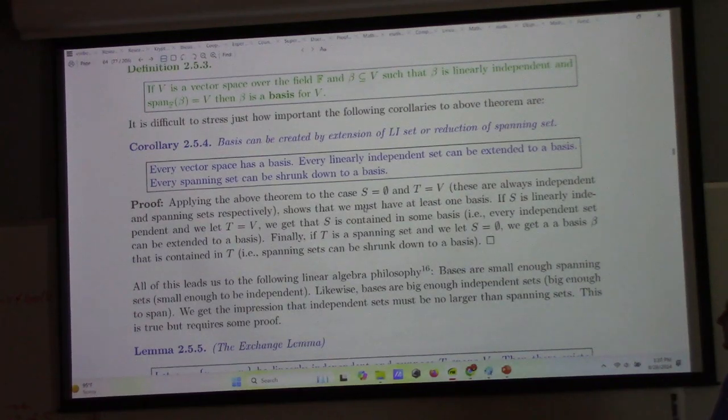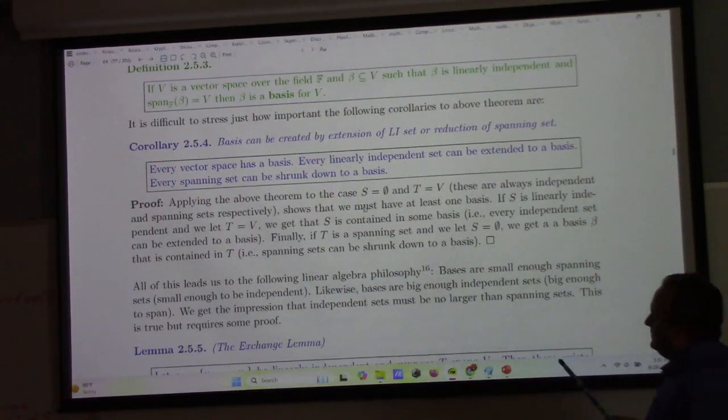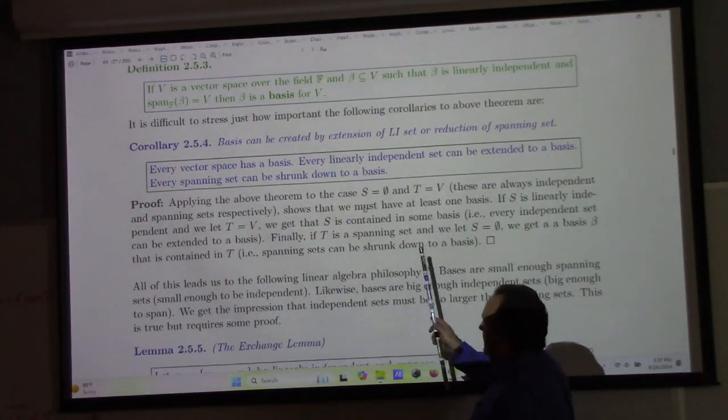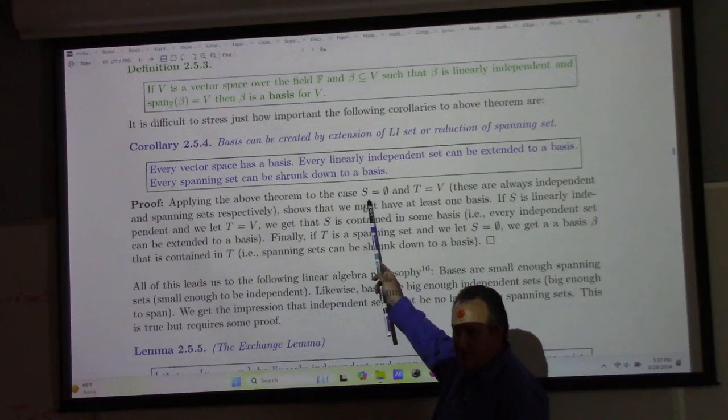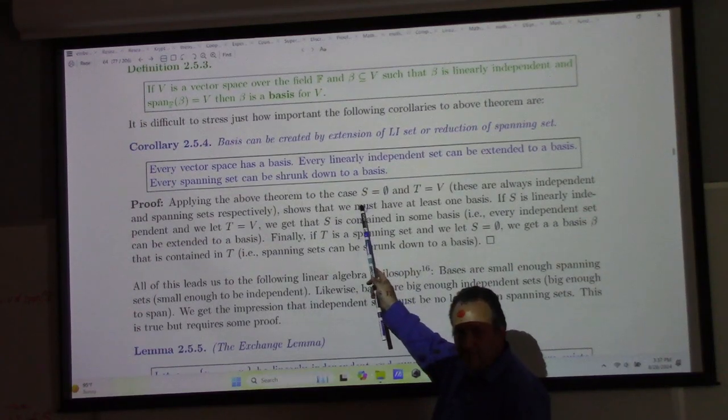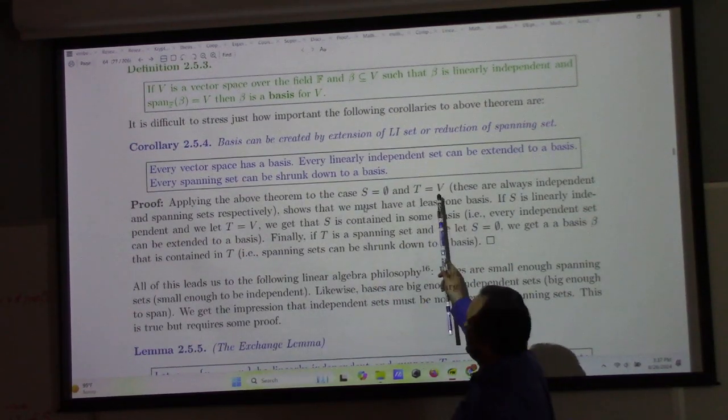Now, here's another corollary. A basis can be created by an extension of a linearly independent set or a reduction of a spanning set. In other words, every linearly independent set can be extended to a basis, and every spanning set can be reduced to a basis by removing vectors. So we simply use the theorem above. We take S as the empty set, which is a subset of any vector space, and we take T equal to the vector space itself.